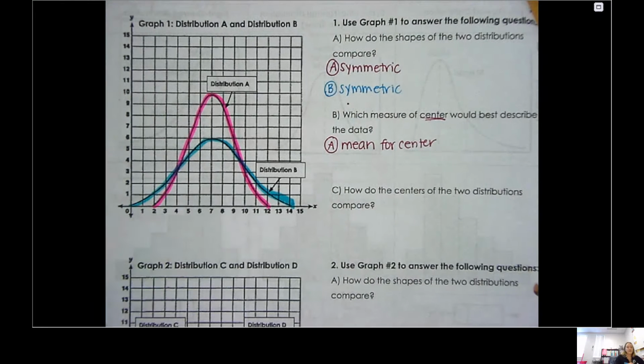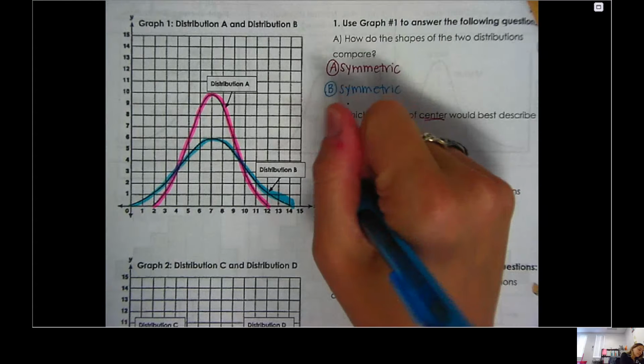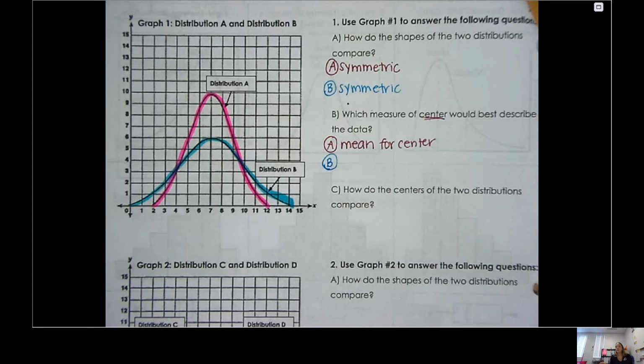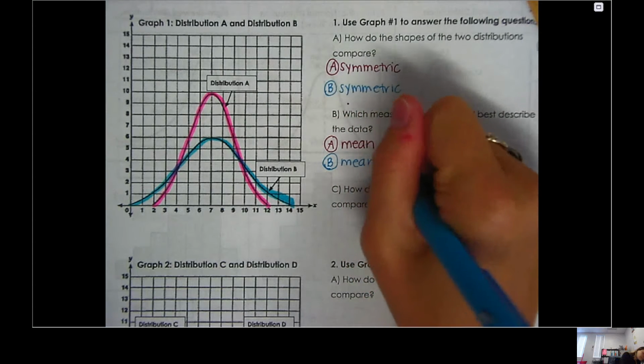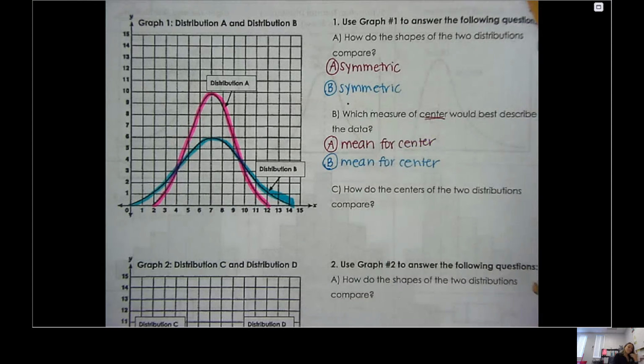Okay. What about graph B? Why the same thing? Because it's also symmetric. Good. It's just lower down, but it's also a symmetric graph. So to describe the center of your data, the middle part of your data, you're going to look for the mean or the average. Okay. Now it says, how do the centers of these two distributions compare?